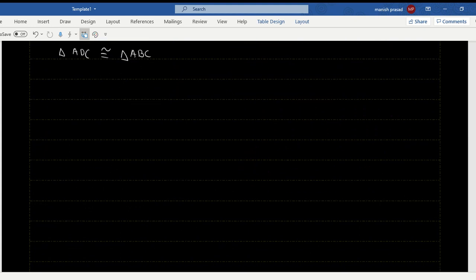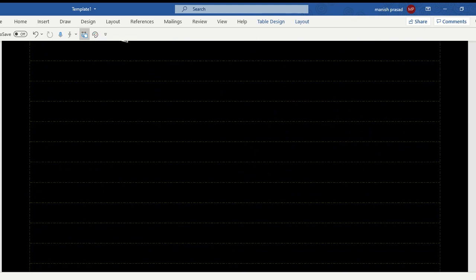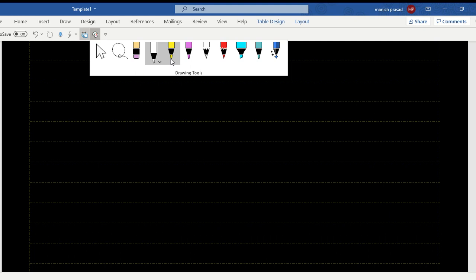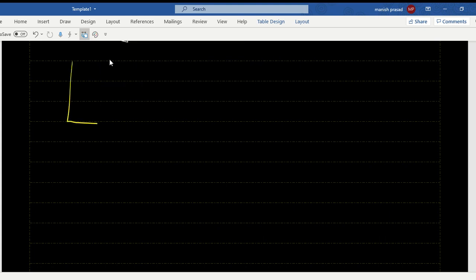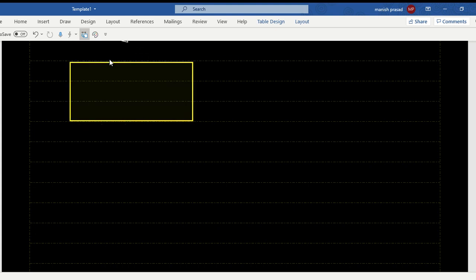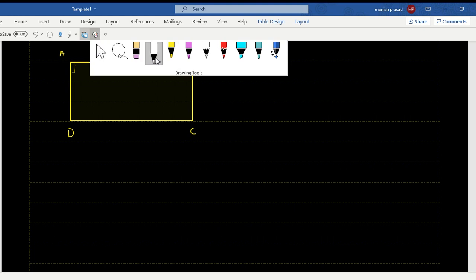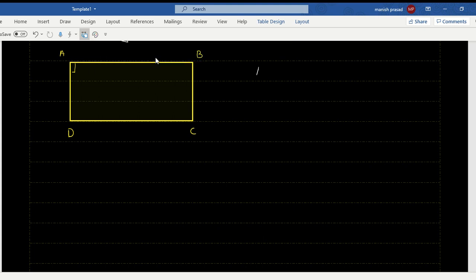Now we come to the next type of parallelogram, whose definition says that a parallelogram with an angle of 90 degrees is known as a rectangle. A parallelogram with an angle of 90 degrees is known as a what? Rectangle. Okay, so all the properties of a parallelogram will be here.